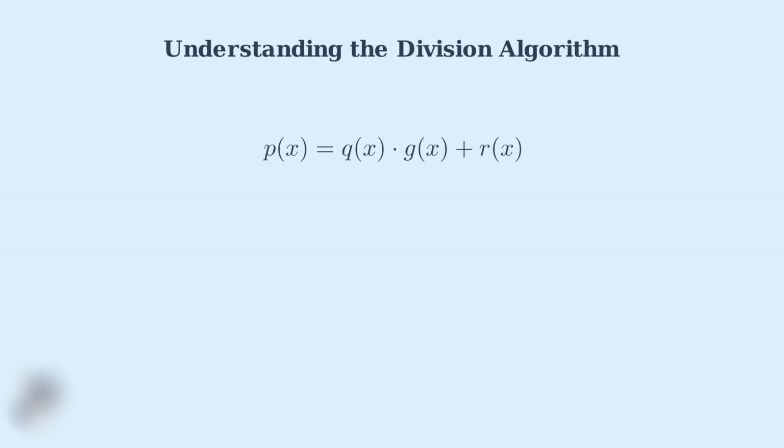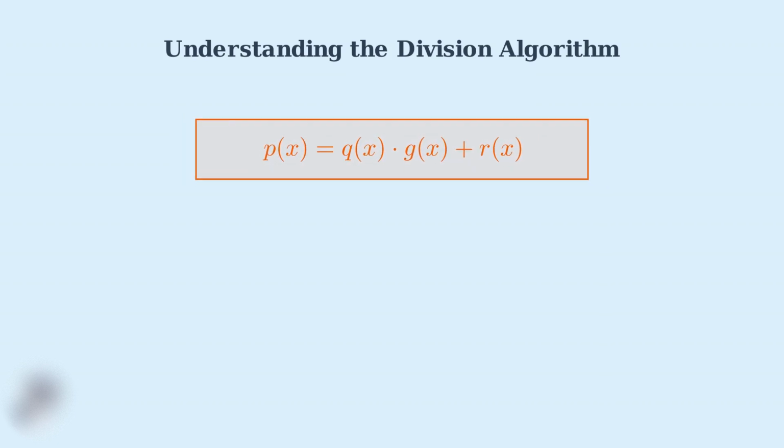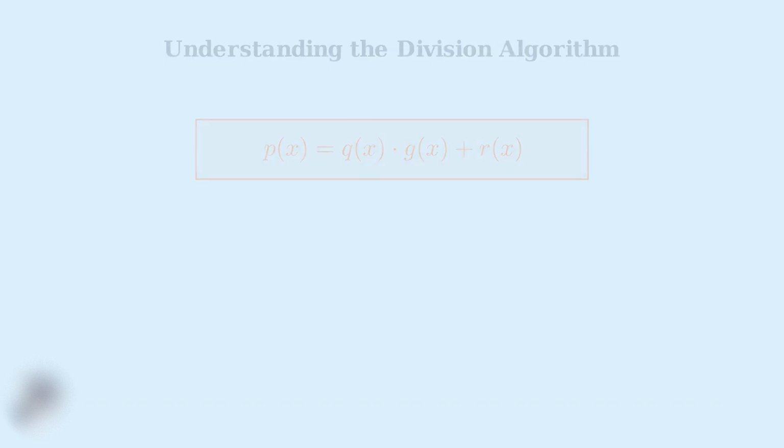We divide our polynomial dividend by the polynomial divisor to get a polynomial quotient plus a polynomial remainder that has a lower degree than the divisor. So remember this fundamental equation. P of x equals Q of x times G of x plus R of x. This division algorithm is what guarantees that polynomial long division will always work, and it tells us exactly what to expect from the process. In the next section, we'll see how to apply this division algorithm step by step when we set up a polynomial long division problem.